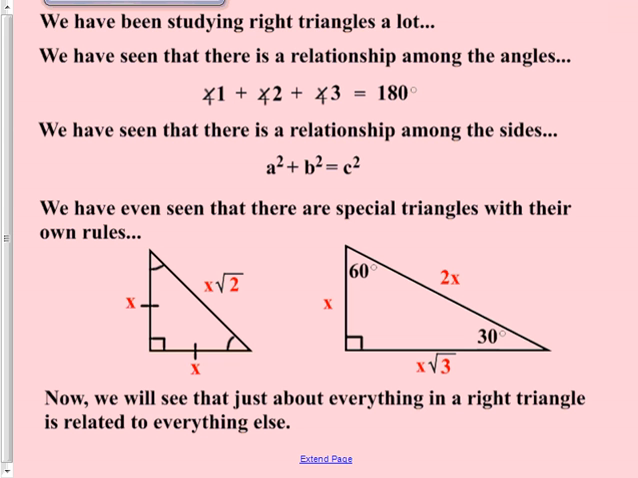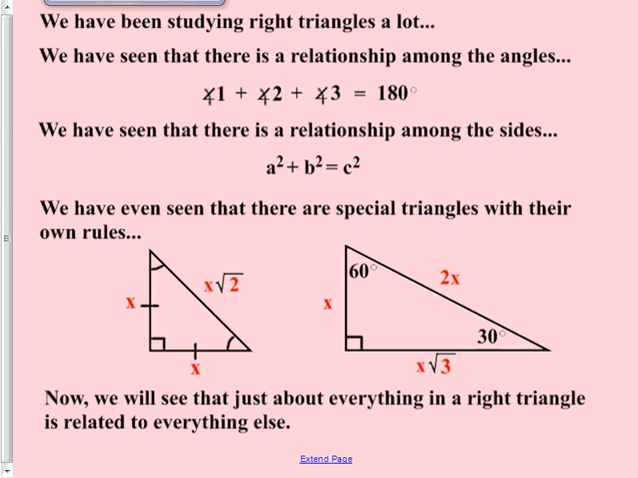We have seen the special right triangles with their own rules, where in a 45, 45, 90 on the left, the hypotenuse equals the leg times the square root of 2, or in a 30, 60, 90 over on the right, the hypotenuse is always twice as big as the short leg, and the long leg is always whatever the short leg is times the square root of 3. Now, all of these rules have been kind of driving towards one centralized topic. And that topic is that in a right triangle, just about everything is related to everything else. And there are some mathematical operations that kind of tie the bow around this package and pull it all together.